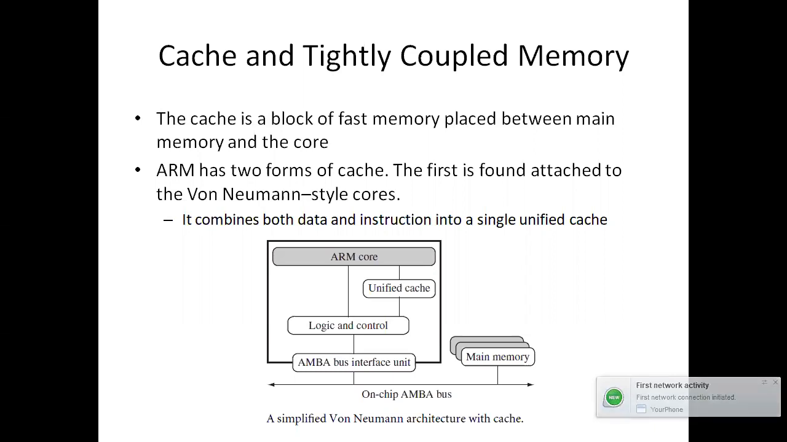Between that main memory and the processing core, a special segment of memory will be there. Sometimes that memory will be external, or it may be internal inside the processor. That is called a cache. A cache is a block of fast memory which is placed between the main memory and the core. The reason for having a cache is that it is fast memory, so its access time will be very small, and accessing an instruction or data from the cache becomes faster.